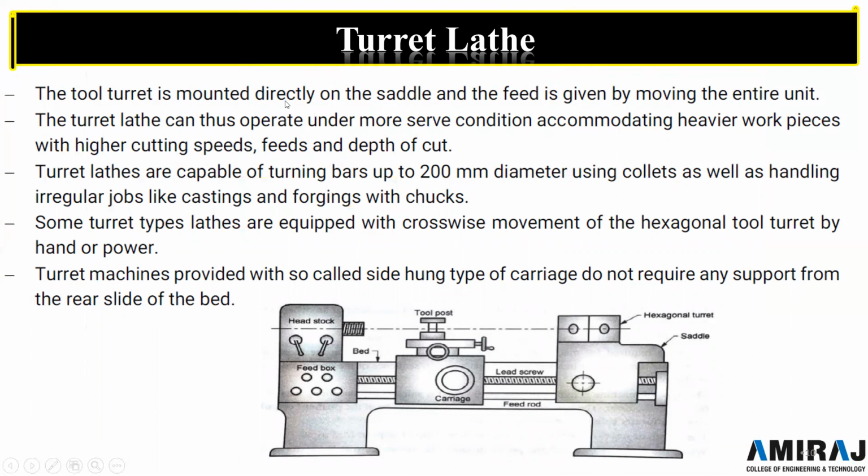Now the tool turret is mounted directly on the saddle, and the feed is given by moving the entire unit. While in the capstan lathe there was a ram over which the hexagonal turret was sliding, but here there is a saddle type of arrangement. The complete saddle will slide on the bed. So this is the difference between the capstan and turret type of lathe.